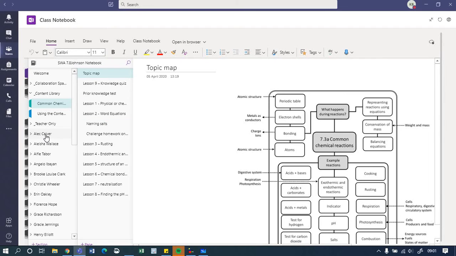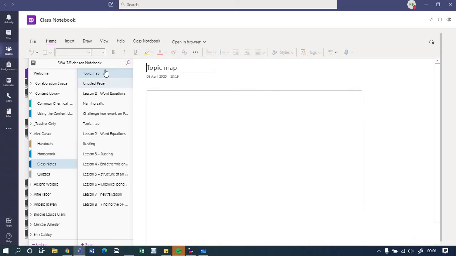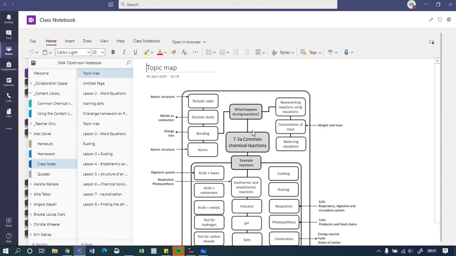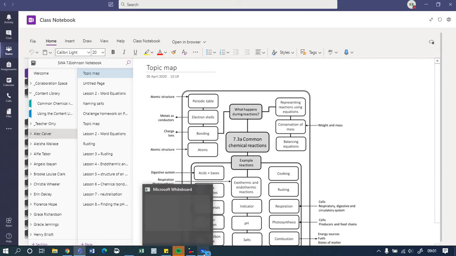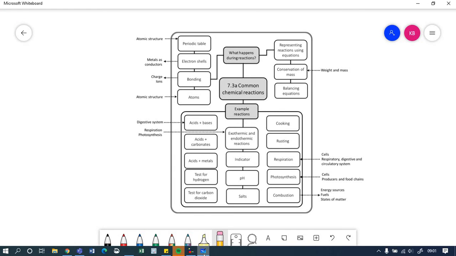This is also in any of your areas. So I've gone into Alex's now. I've gone into his class notes. And you can see topic map, and the same topic map appears. So please use that version of this sheet. If you are struggling to find that, I will send a copy of this out attached to the Go for Schools version of it, which you can print off and add to this as you want.